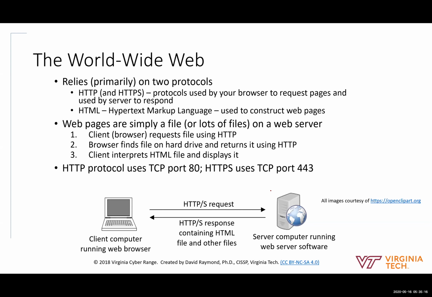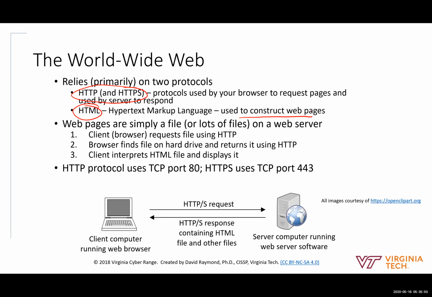Okay, so the next service we're going to talk about is the World Wide Web. The web relies primarily on two protocols. You have HTTP and HTTPS. That's the hypertext transfer protocol, and hypertext transfer protocol secure. So HTTP and HTTPS are protocols used by your browser to request pages and used by the server to respond. And then the other protocol is HTML, and this is how the actual content of the web pages is constructed.